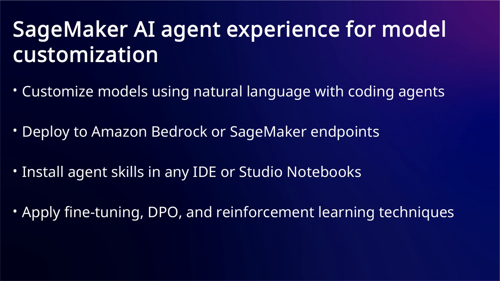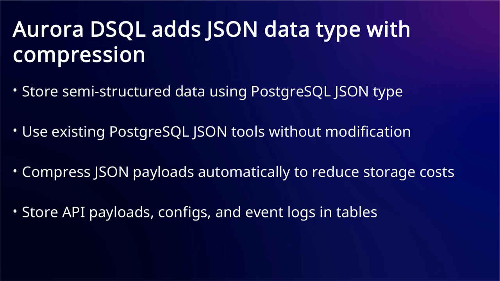Qwen, and GPT-OSS. When working with databases, you often need to store both structured relational data and semi-structured data like API responses or configuration objects together. Previously, Aurora DSQL lacked native JSON support, requiring workarounds that complicated migrations and development workflows.